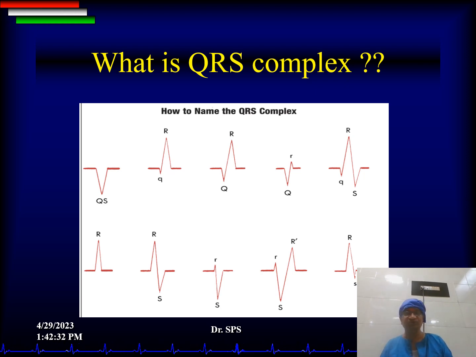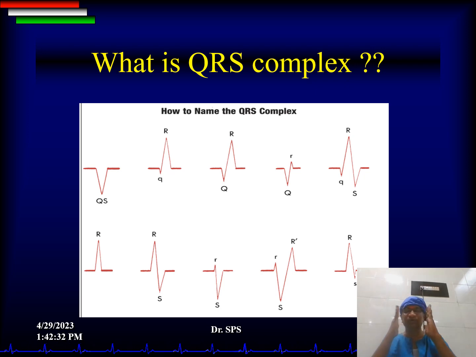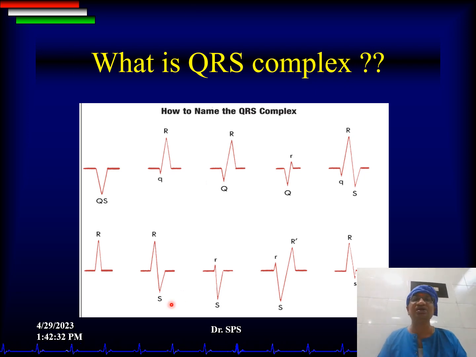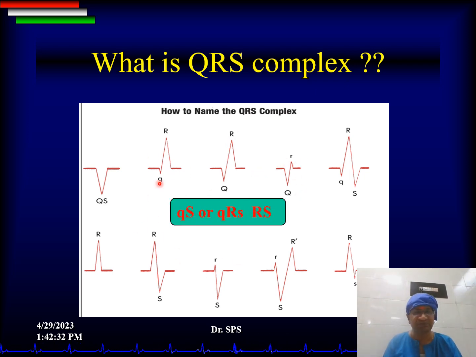So now we have talked about the P wave, PR interval, etc. Now we will go to the QRS complex. QRS complex is not always shaped like this. If you have a complex like this, it is QS. It's a small q, big R. Big Q, big R. Big Q, small r, like this. So it may be different types. It may be a small q, big S, small q, big R, RS. So many types of QRS complexes are there.